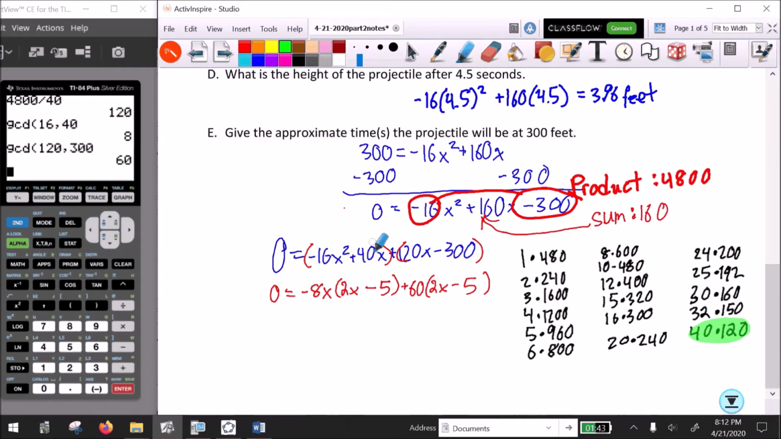Notice that we have this common binomial factor of 2x minus 5. And we're going to pull that out as a common factor. So we have 2x minus 5. When I factor that out of the first part, I'm left with that negative 8x. When I factor it out of the second part, I'm left with that plus 60. And these multiply to equal 0. Now, there's a nice little thing we can use here called the zero product property. When two factors multiply to 0, we know that one or perhaps both of them must be 0. And whenever this happens, we just go ahead and consider each one of those cases independently and solve for x.